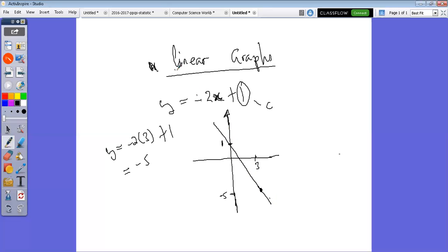There was a negative gradient. Negative gradient is like this. So y is equal to minus 2x plus 1. Clear? It seems the volume is... Okay, I think I can hear you better now.